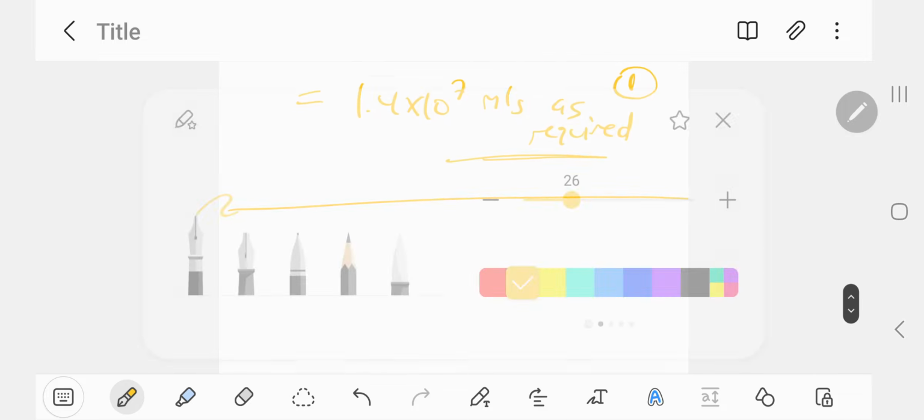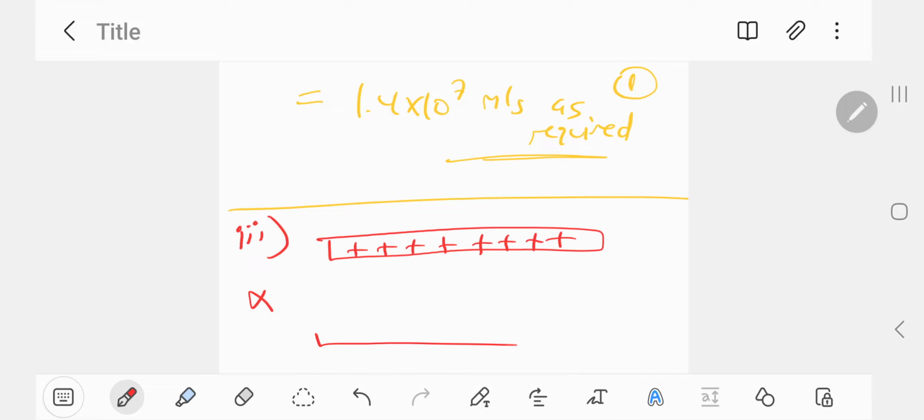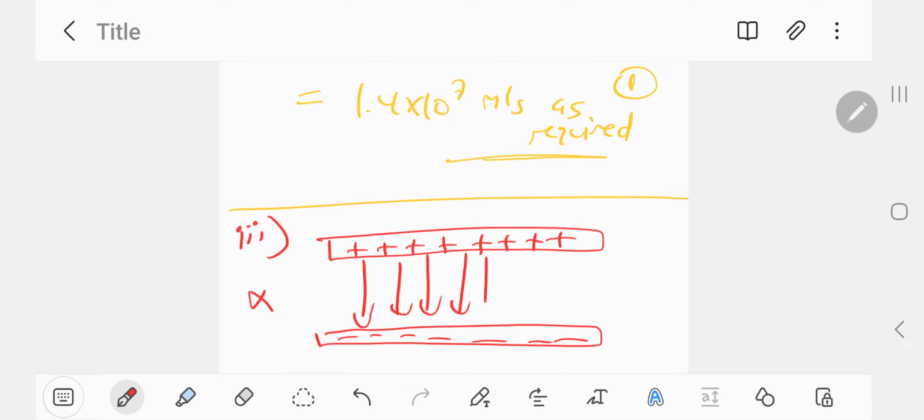Let's do 3. 3 is a bit of an interesting one. Requires a lot of thought. Suppose we have a different alpha particle and it's launched into an electric field between 2 oppositely charged parallel plates.